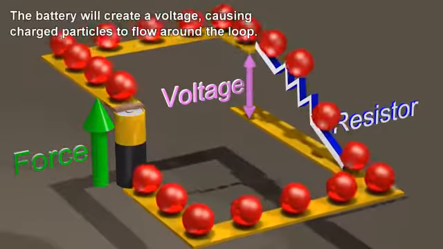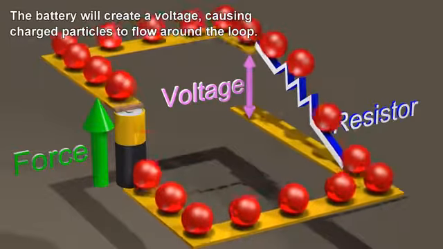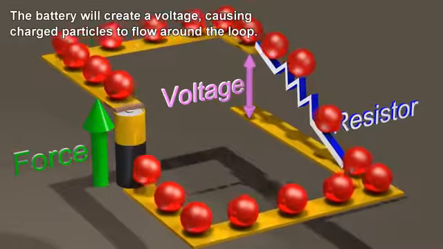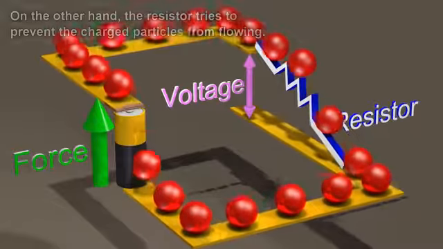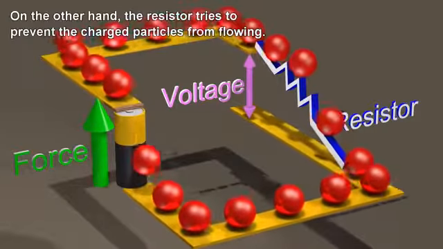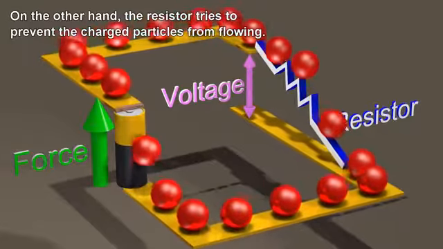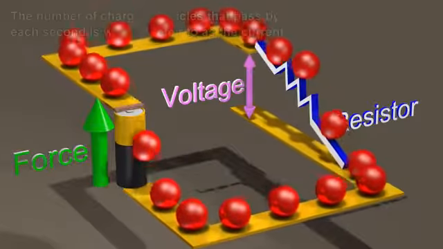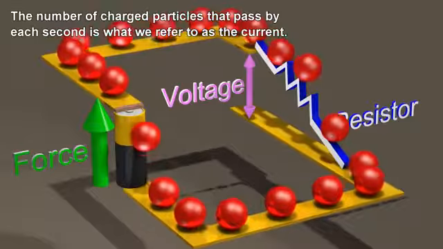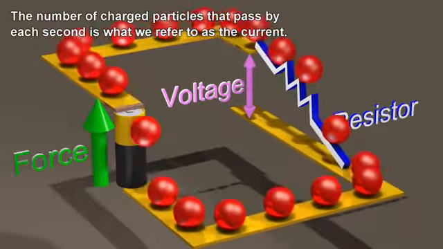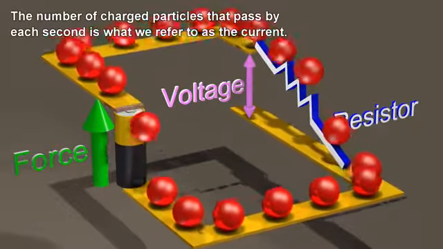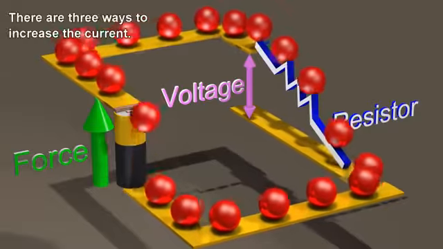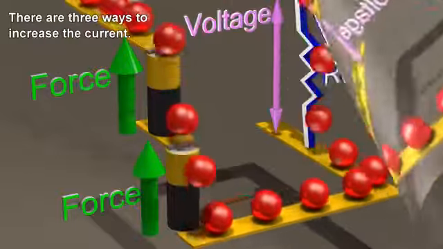Suppose we have a battery and a device which we call a resistor. The battery will create a voltage, causing charged particles to flow around the loop. On the other hand, the resistor tries to prevent the charged particles from flowing. The number of charged particles that pass by each second is what we refer to as the current. There are 3 ways to increase the current.